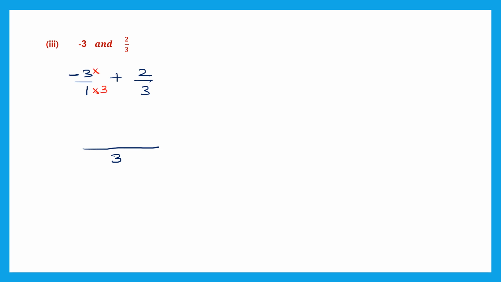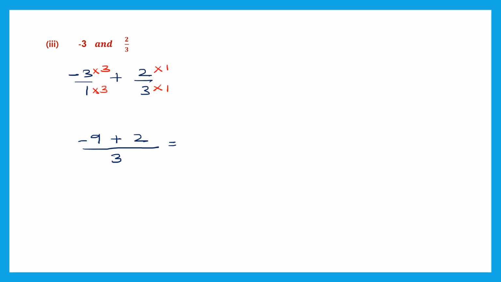So let's multiply this also by 3. So minus 3 into 3 is minus 9. 3 3s are 9. Plus 3 into what is 3? 3 1s are 3. So 2 1s are 2. So here we have plus 2.